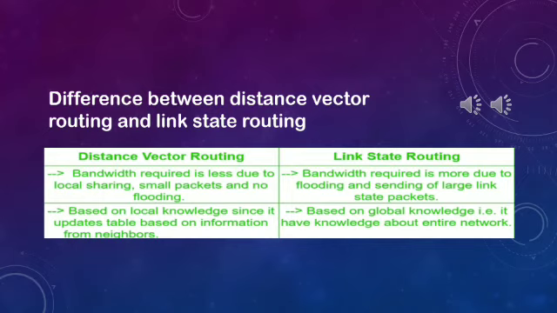Then the next difference that we can see is that distance vector routing is based on local knowledge. We can see because it's updating the table based on the information gathered from the neighbors. But in contrast, link state routing is based on global knowledge. It has the knowledge about the entire network. And similarly, we can see that traffic is less for distance vector routing because it's based on the local knowledge and it involves only 2 nodes. But we can see that in link state routing it's more.